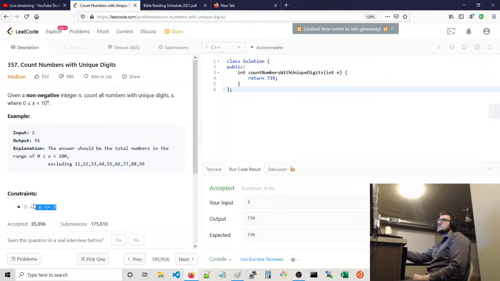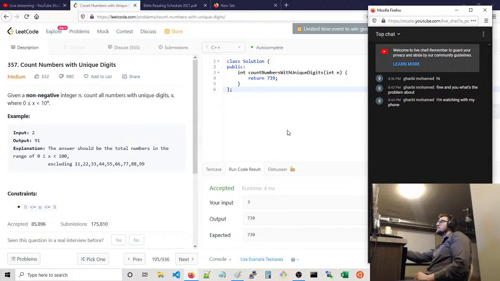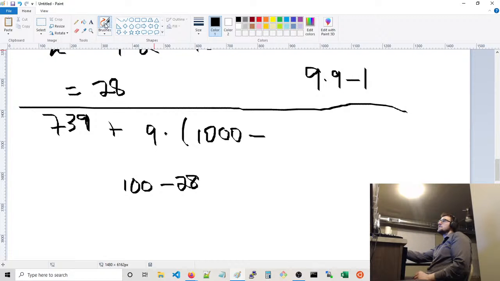And then they say n is going to be bounded from 0 to 8. So the biggest one would be 10 to the 8th, which is, I think, 100 million. Yeah, 100 million. So that's what they're asking for, to count these things and try to do it efficiently if you can. So it's a very, very interesting question.